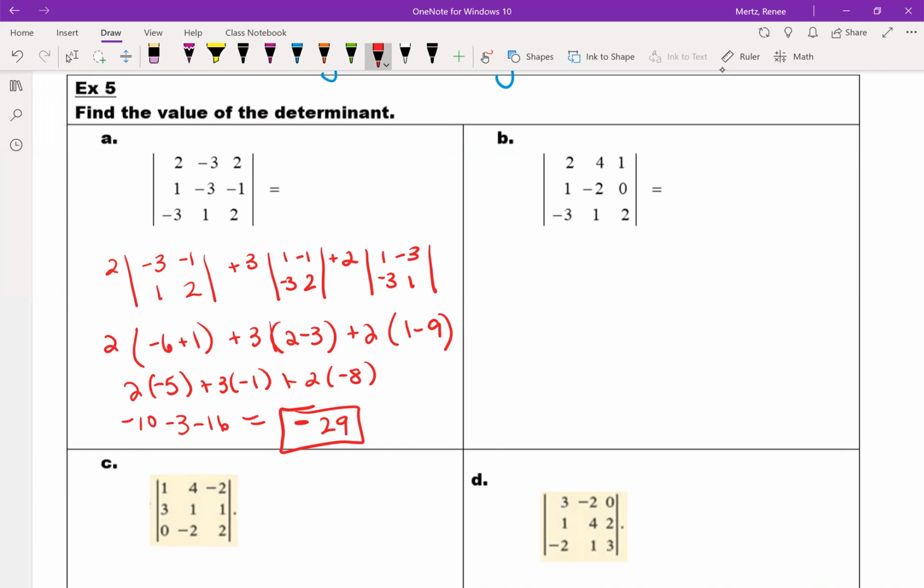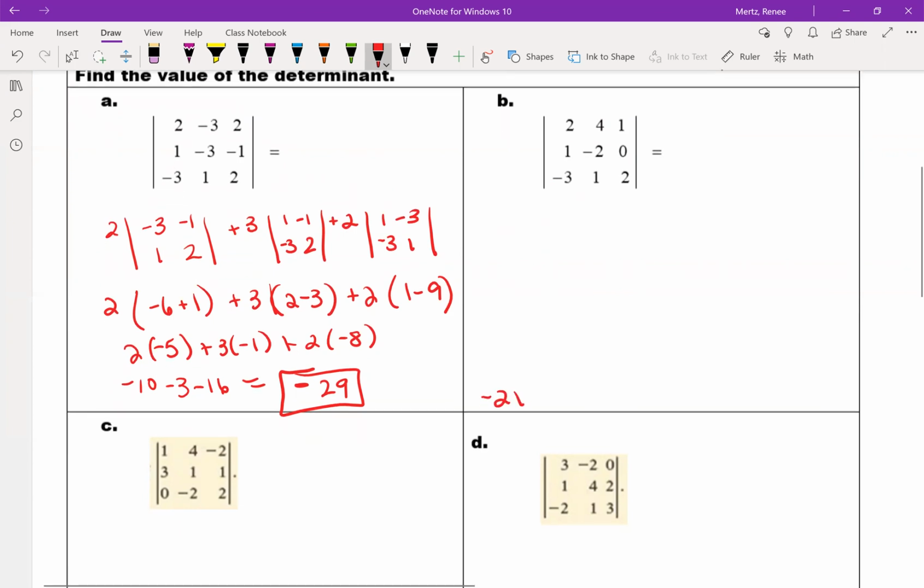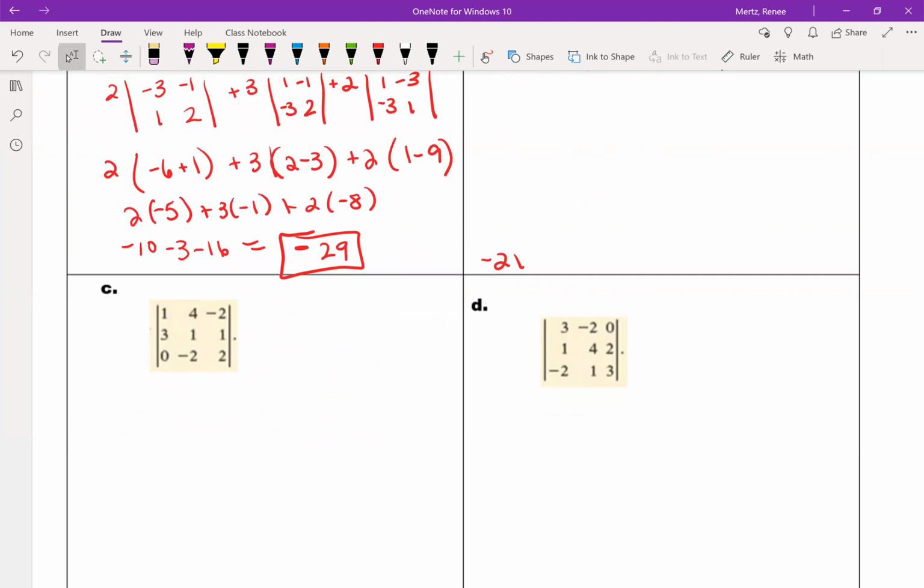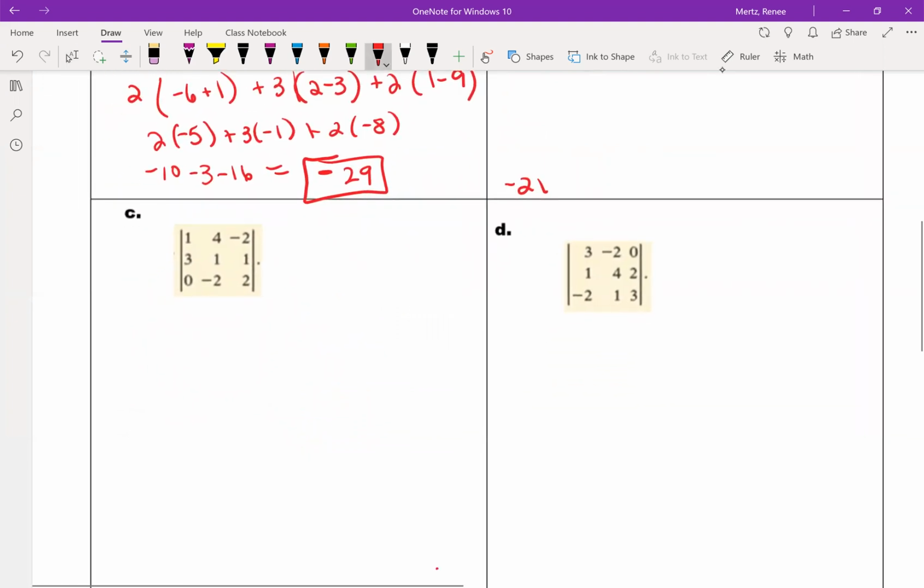You should try the next ones. For B, if you do it correctly, you should get a -21. If not, check through my lines of work and see if you can find your error. For C, you should get -8. And for D, you should get 44. So I'll show the work for them, and then you can check your answers.